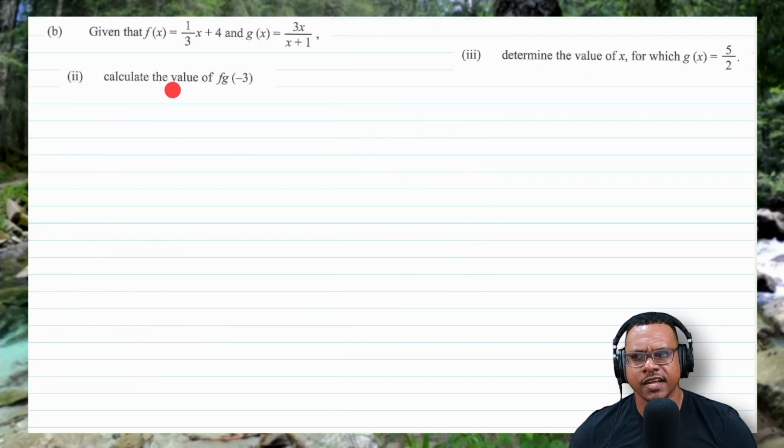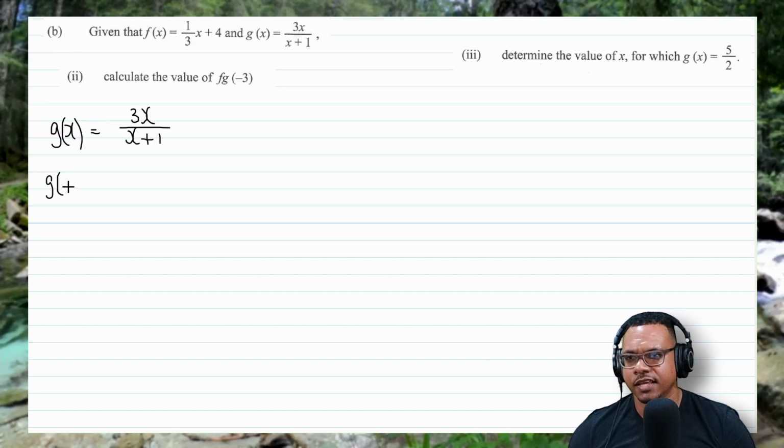So for part 2, we want to calculate the value of f of g of negative 3. So what we can do first is find out what is g of negative 3. That means we'll be substituting negative 3 into the function g of x. So first I'll write out g of x is equal to 3x divided by x plus 1. And I would be replacing the x with negative 3.